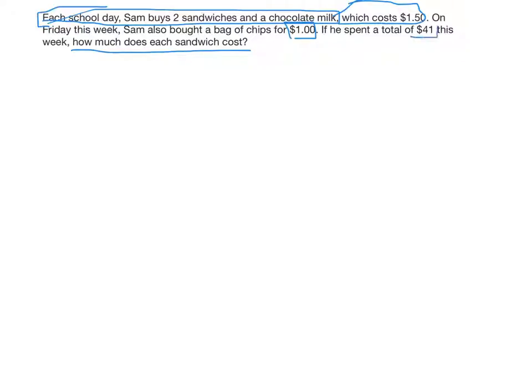And we know that the total is 41, so that's important. All right, let's define our variable. We want to know how much each sandwich costs. I'm going to use C for cost. I don't like using S as my variables because all my S's look like 5s. So C is going to be my cost of one sandwich. Put that, sandwich.